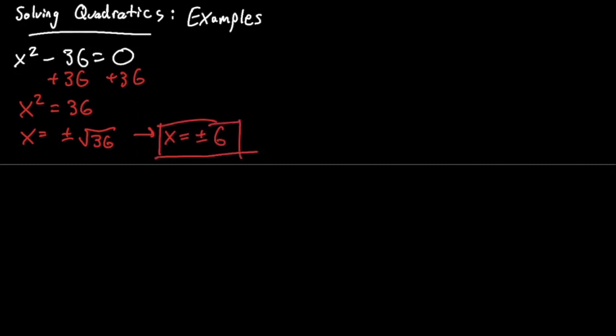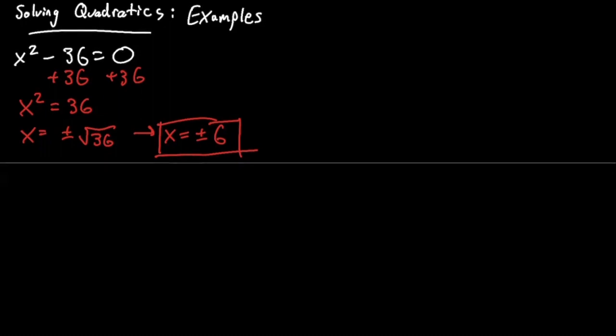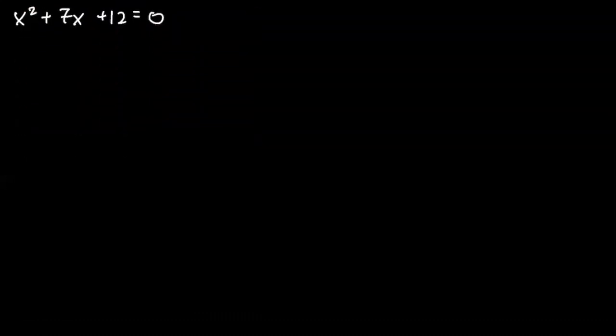Okay, so really easy, really simple. It would take a lot longer if we plugged all of these into the quadratic formula, for example. Okay, let's take a look at another example. Let's look at x squared plus 7x plus 12 equals 0. All right, so in this case, we do have a b value, so we can't solve by undoing.